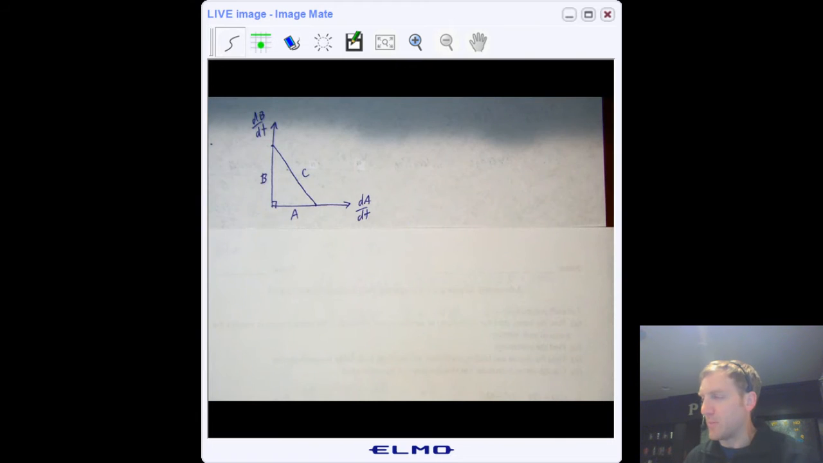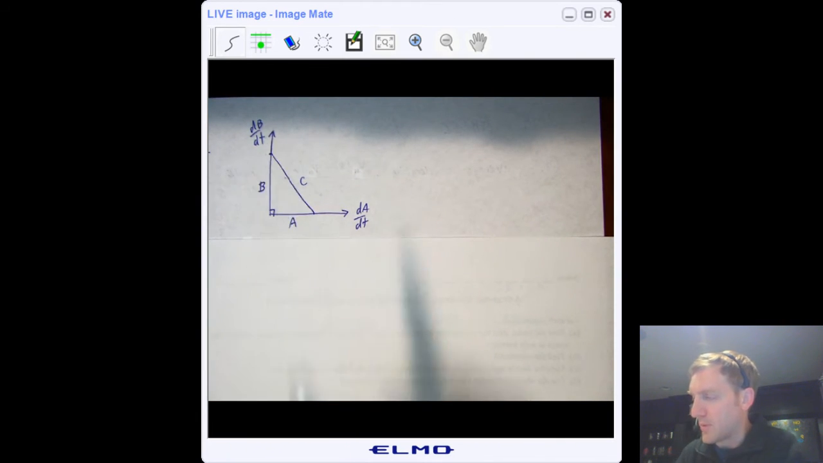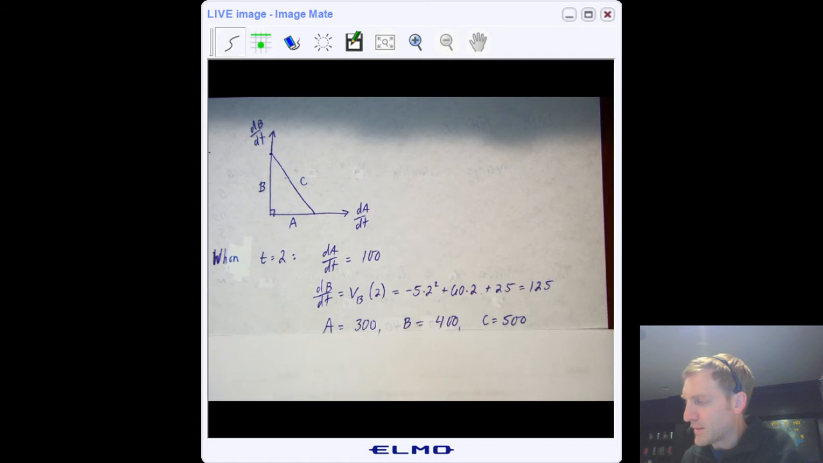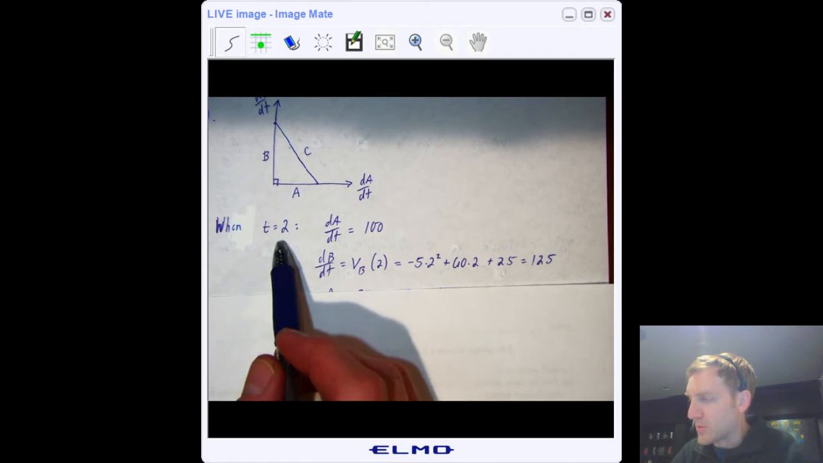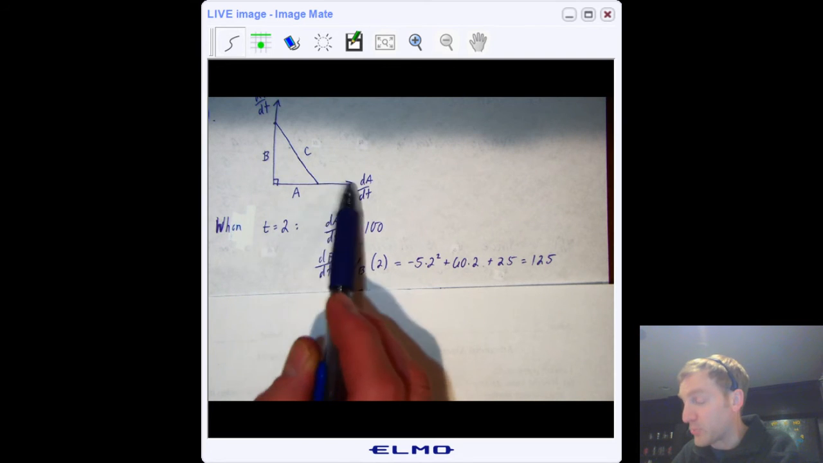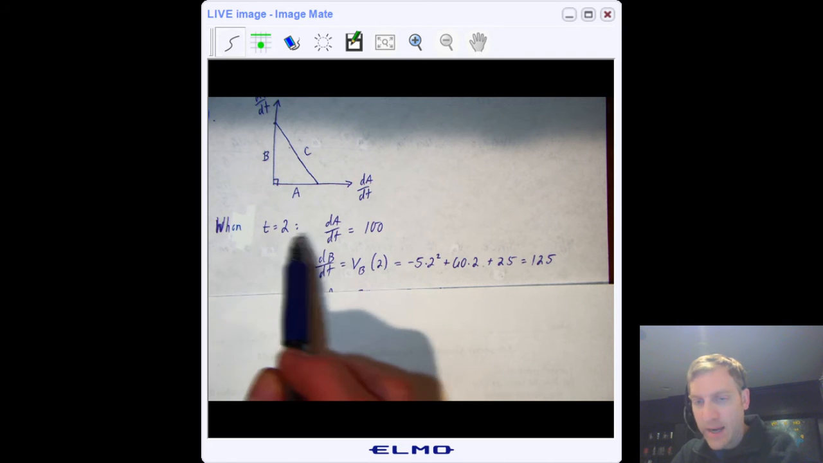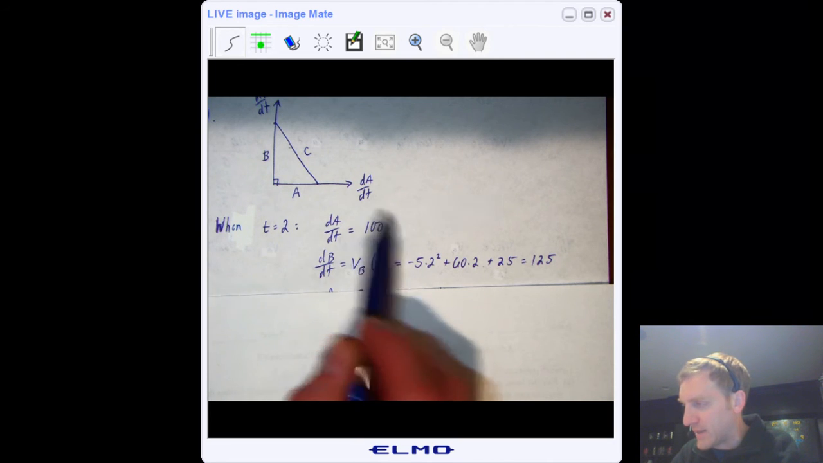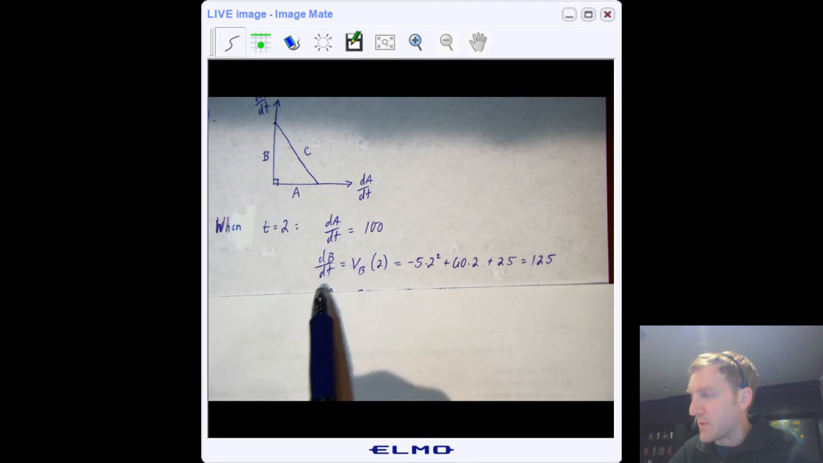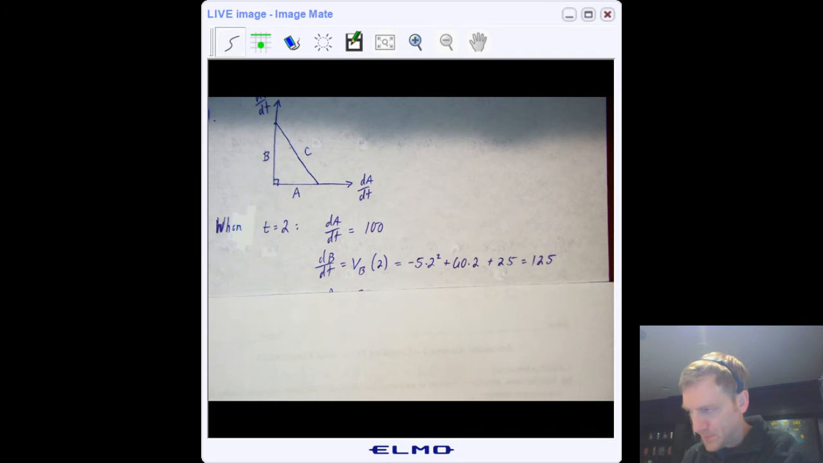So here's the picture I drew. Train A is going east, train B is going north. What do we know? We know at t equals 2, dA/dt is the velocity of train A. It's the rate of change, how fast it's moving. And in the table, it tells us that the velocity at 2 is 100. For dB/dt, use the velocity formula given in that problem. Plug 2 in there, and you get 125.